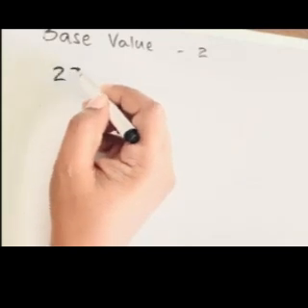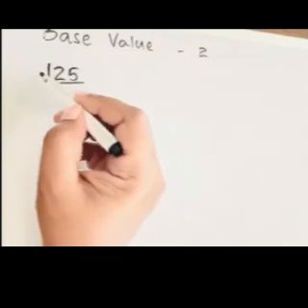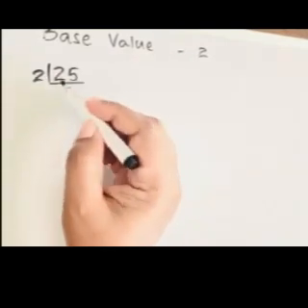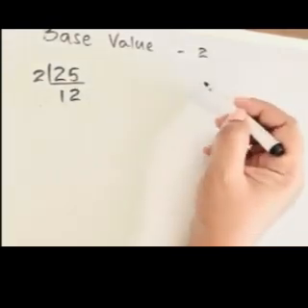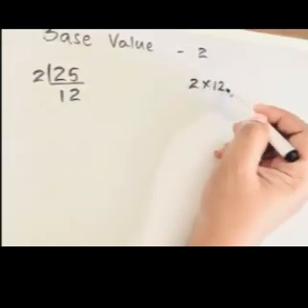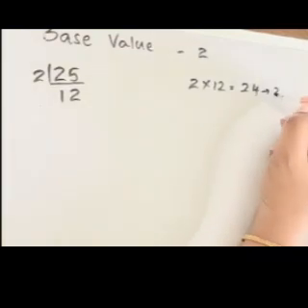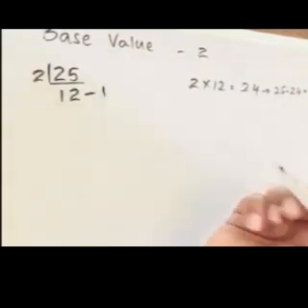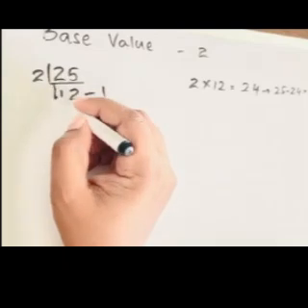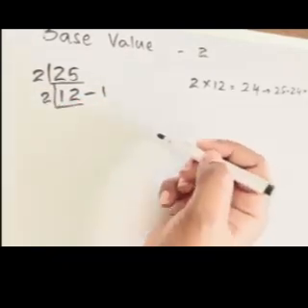So let's take decimal 25. Now you have to divide by this base value 2. So let's get the answer. It is 12. Now 2 into 12 is 24. So if you write 25 minus 24, you get 1 remainder. That remainder I'm going to mention here. Then this process is going to continue until you get a number which is less than 2.